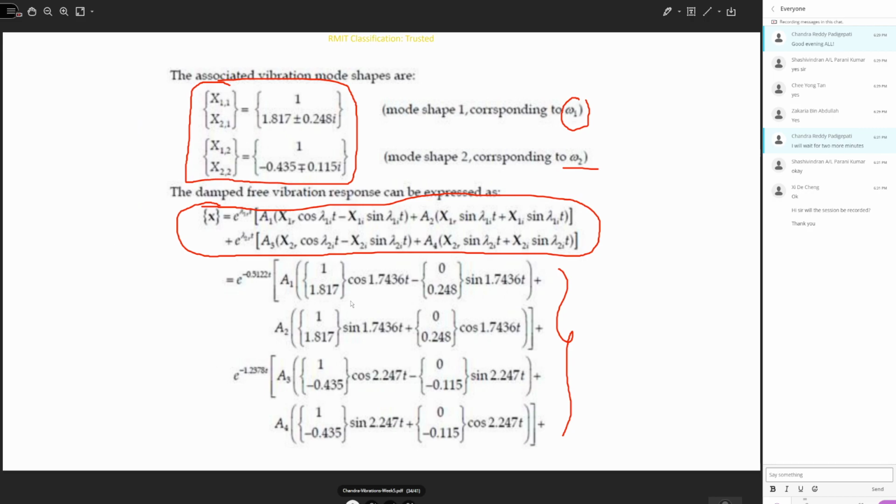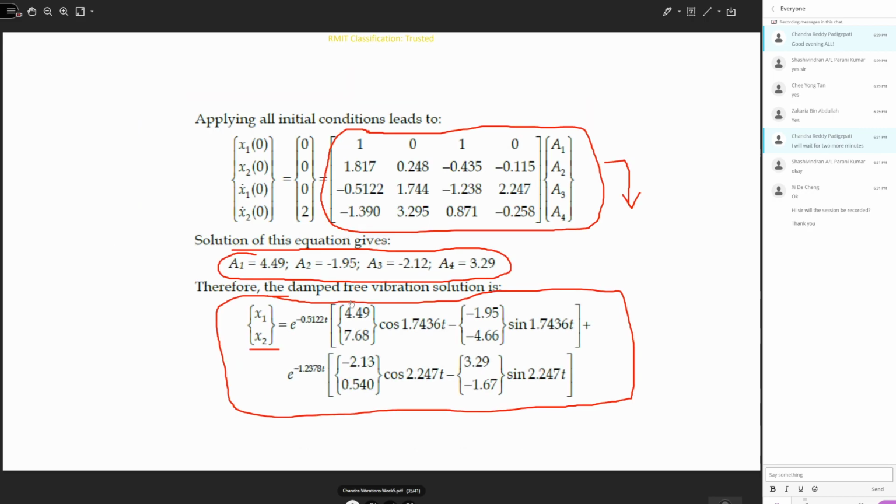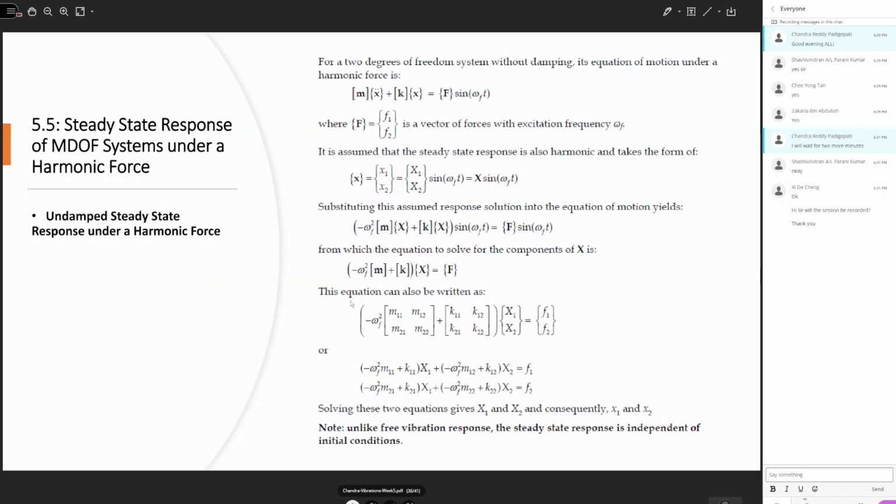All right. So we now know how to get the response of a 2-degree freedom damped free system. Now the last part of the multi-degree freedom system is that you are looking at a system subjected to a harmonic force. So this is without a damper, but with a force.